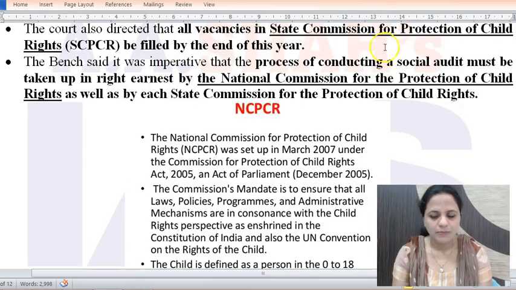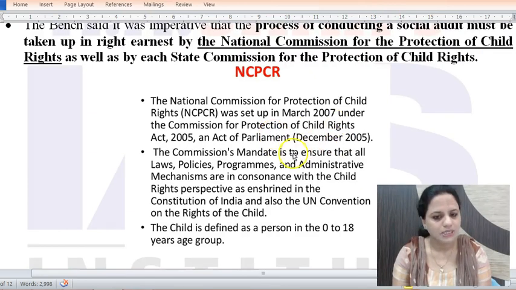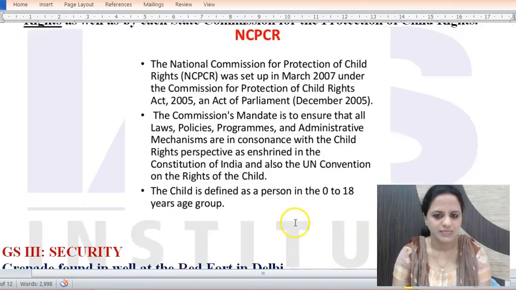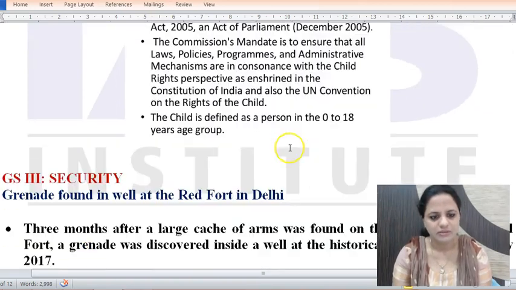Then another point put forth is that a social audit has to be conducted by the National Commission for Protection of Child Rights and state commissions also. So these commissions have been set up under the Protection of Child Rights Act of 2005. These are statutory bodies to ensure that all the laws, policies, and programs with respect to child rights are upheld under the Indian Constitution too, and also that India is a signatory to the UN Convention on the Rights of the Child. Here a child is defined as a person up to 18 years of age. So 0 to 18 years of age is considered a child under this law.